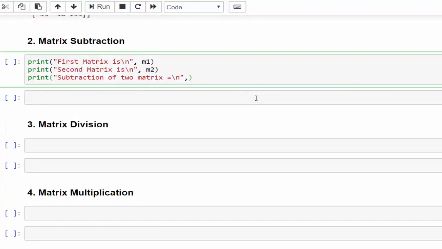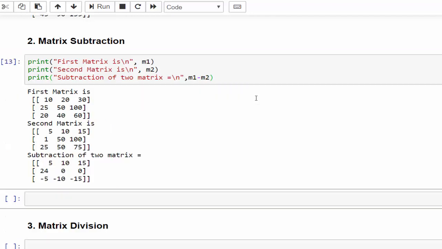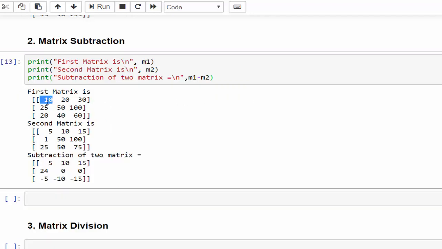Matrix subtraction, same example M1 and M2. Now we are going to subtract M1 minus M2, that is matrix subtraction. It means the first element of matrix 1, 10, is subtracted by the first element of matrix 2, that is 5. 10 minus 5, it is 5. 25 minus 1, it is 24. 20 minus 25, it is minus 5. So the matrix subtraction is carried out element wise.